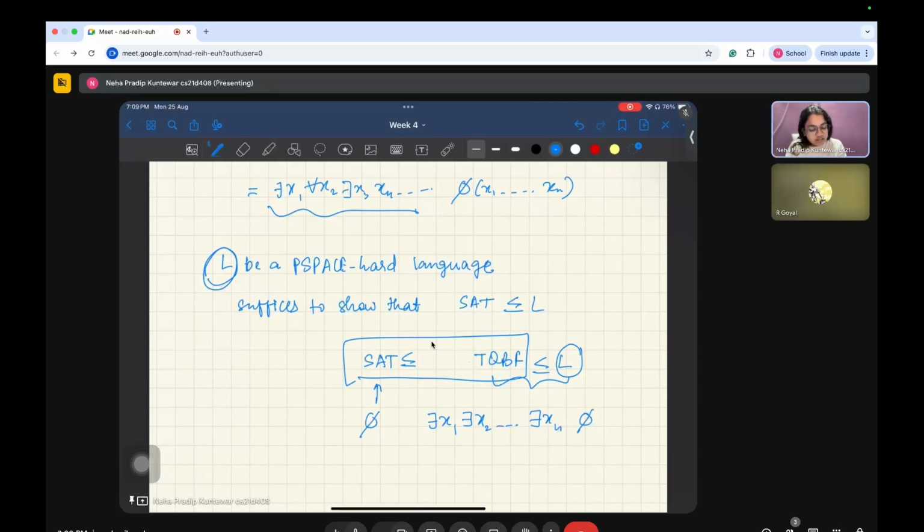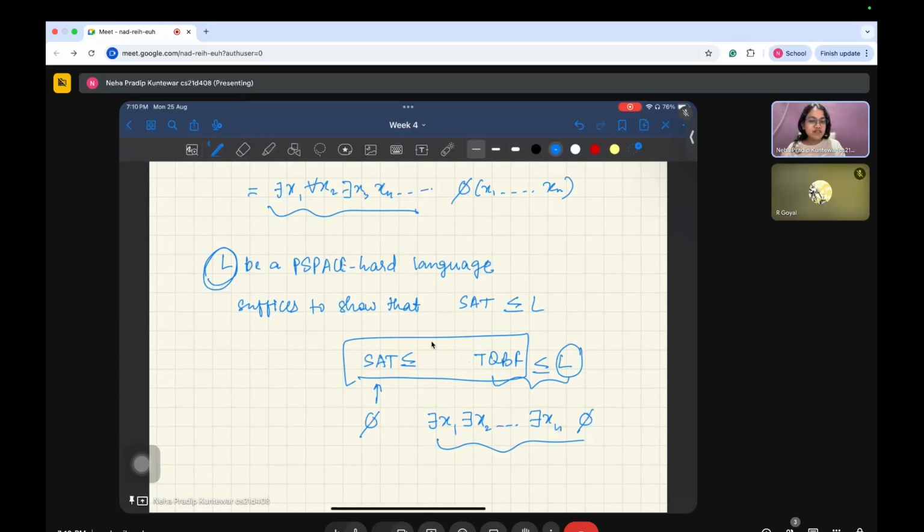Actually, TQBF does not insist that you should always have a universal quantifier. It is okay if all variables have existential quantifiers. The only thing it wants is that every variable should be quantified. It should not be that some variable is hanging around and not in the scope of a quantifier. So this is a perfectly valid TQBF instance.